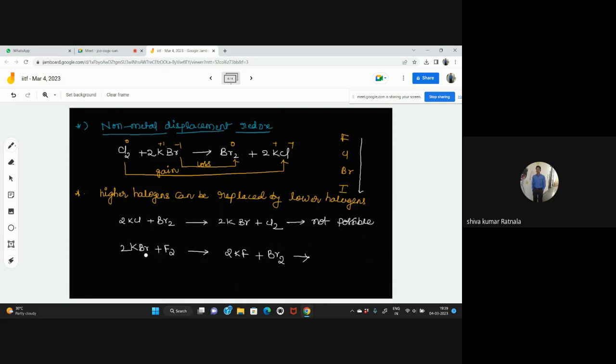See here, this is the higher halide, right? They're not possible, sir. Higher is replaced by lower one, no? See, listen to me. Fluorine can replace chlorine, bromine, iodine, because fluorine is the lowest one, no? Let me write in terms of mass. You may be getting confused, I think. Okay, so this is possible.